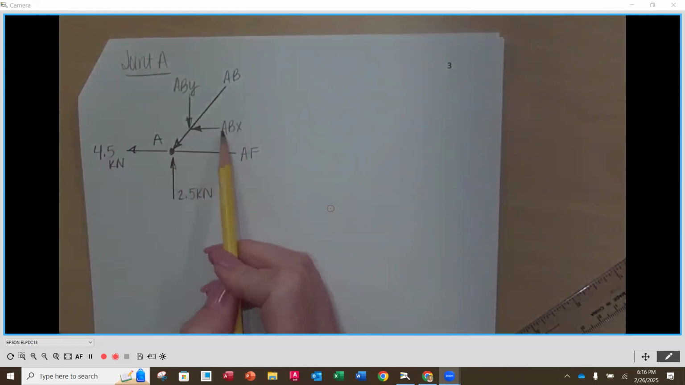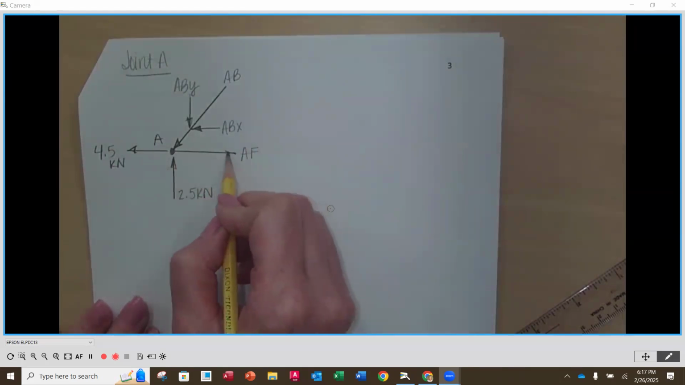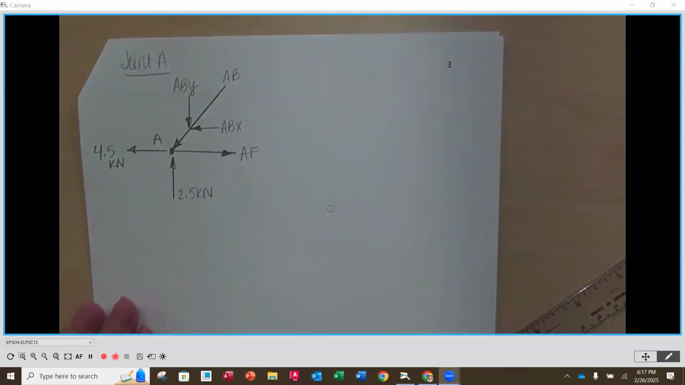You'll notice that we have the 4.5 going to the left, and we have established, we're pretty sure, that ABX is going to go to the left. So that means to balance this and keep us in equilibrium, AF needs to go to the right. Okay.